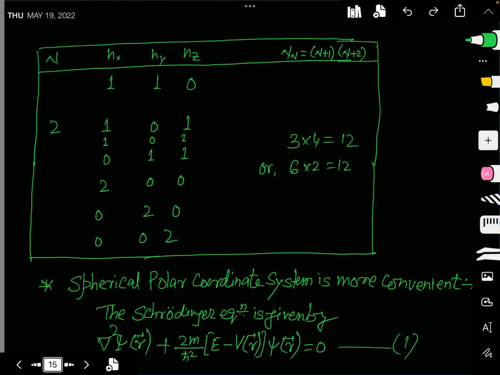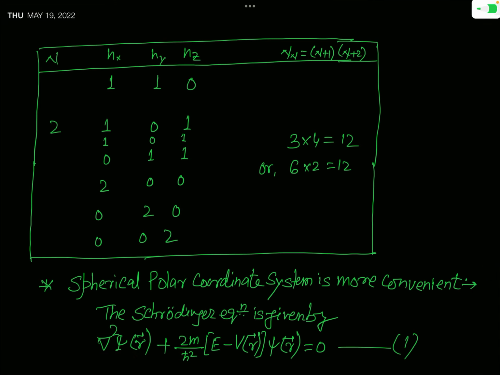Similarly, when N is equal to 2, there will be 6 possible sets of nx, ny, and nz. In the first set, you can take nx and ny equal to 1 and nz equal to 0. You can add 1 plus 1 plus 0, that will be 2. In the second set, we consider 1, 0, 1.